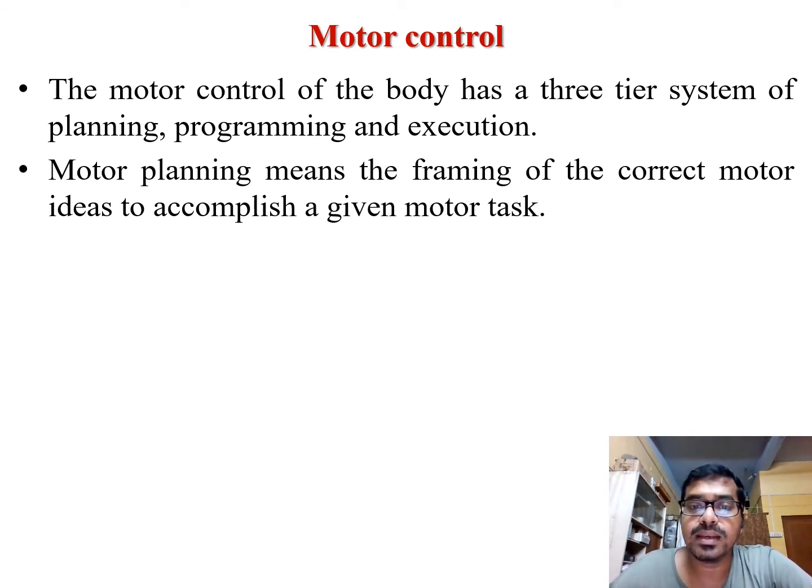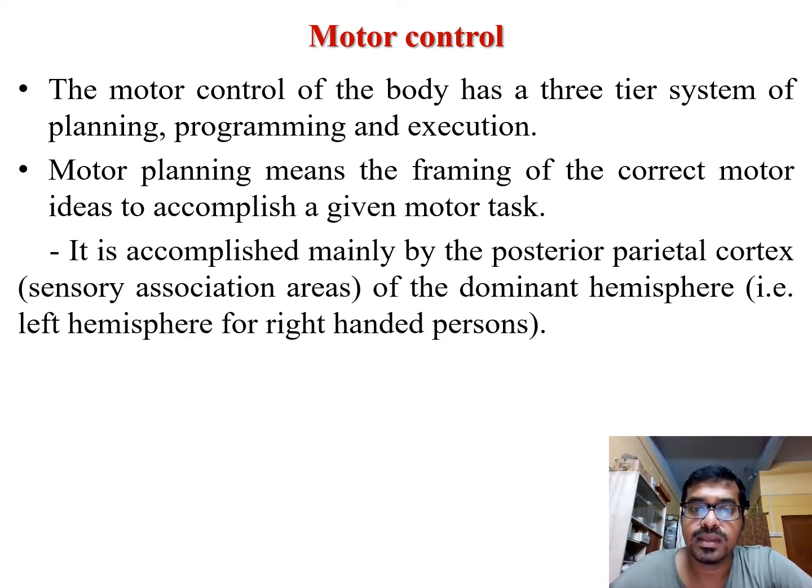Which part of the brain is involved in such framing? It has been found by imaging studies as well as functional neuroelectrophysiological studies that the posterior parietal cortex of the dominant hemisphere is the area which mainly accomplishes this motor planning activity. This posterior parietal cortex is also known as the sensory association area. So if you are a right-handed person, the left-sided posterior parietal cortex of yours is accomplishing all the motor planning.